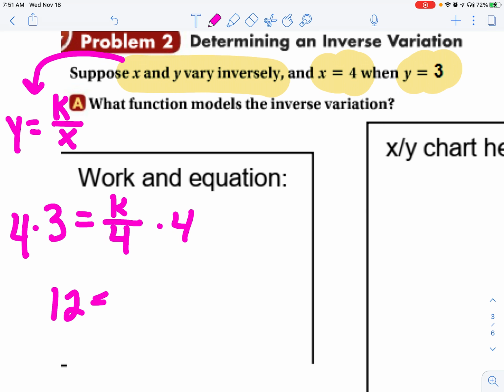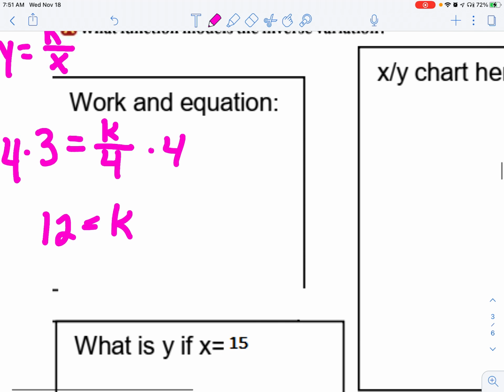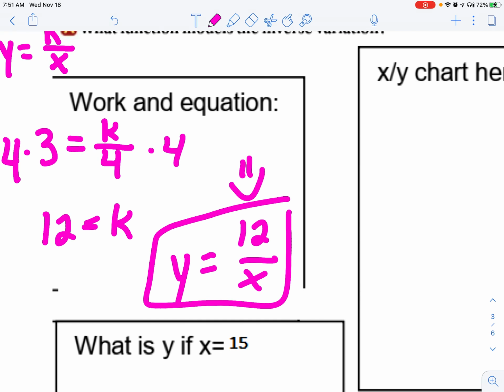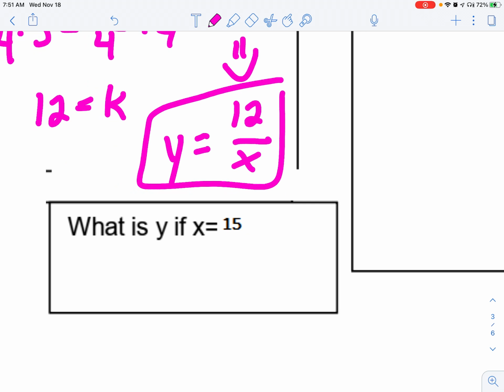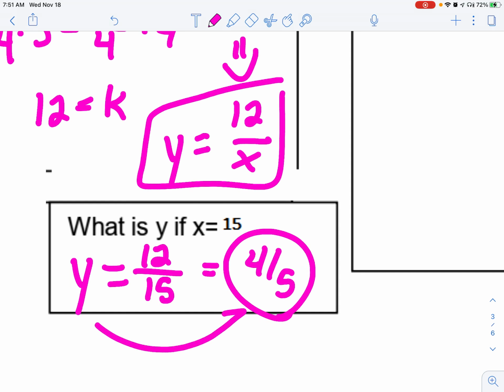That's 12 equals k. Now, a lot of kids just stop there. They're like, yay, I got my equation. No, you didn't. Your equation is y equals 12 divided by x. That's the equation. You have to get k in order to get your equation. Now, this equation will work for any situation. So you see how it says, what is y if x is 15? Well, that's y equals 12 divided by 15. If I reduce that, it reduces by 3, so 4 over 5. So y is 4/5 if x is 15.